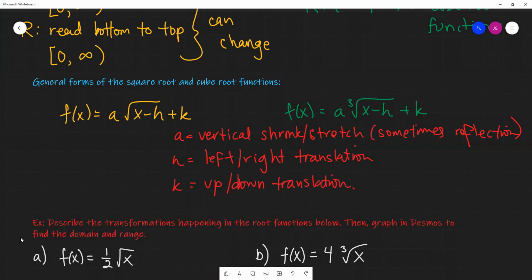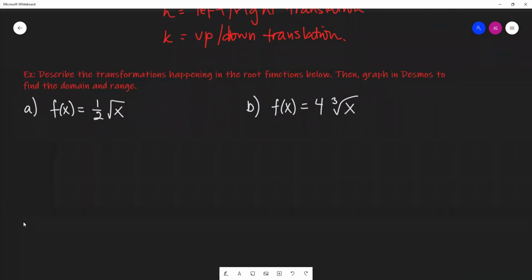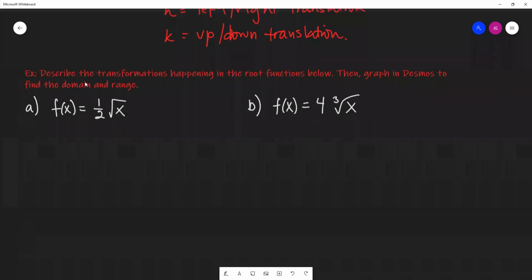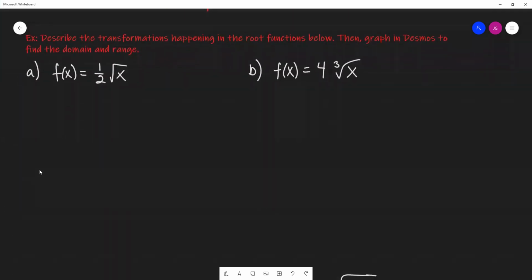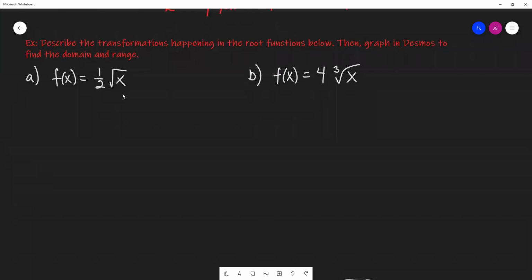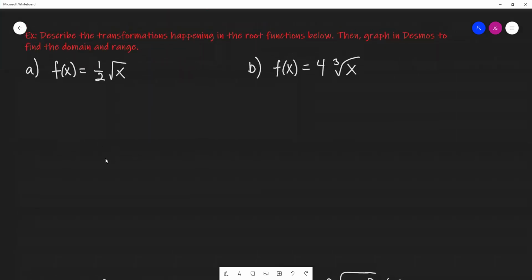Okay. So let's see what that looks like in some functions. For our example, describe the transformations happening in the root functions below, then graph in Desmos to find the domain and range. So we're going to graph these in Desmos. We're not going to be worried about sketching these so much right now. I think the important thing is for you to be able to identify them. If you see these graphs, you can think, oh yeah, that's a root function, either a square root or a cube root. That's the most important thing right now.